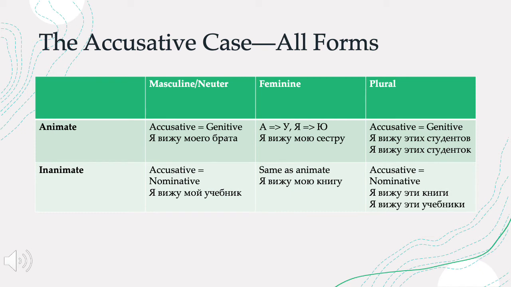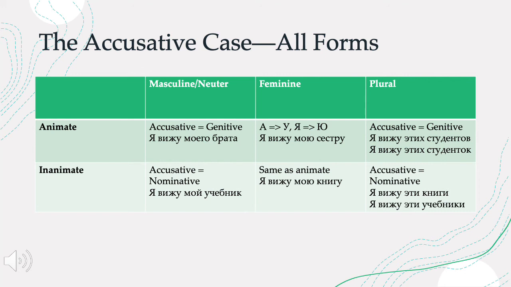And then the plural accusative follows the same rules as masculine regardless of the gender of the noun. So all animate nouns take genitive endings in the accusative. Я вижу этих студентов. There we have masculine, but we could also have the same with feminine. Я вижу этих студенток. We have a group of female students, but we still use the genitive for the animate accusative because they are animate.